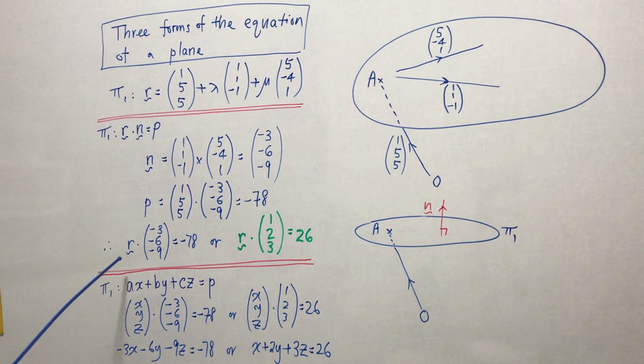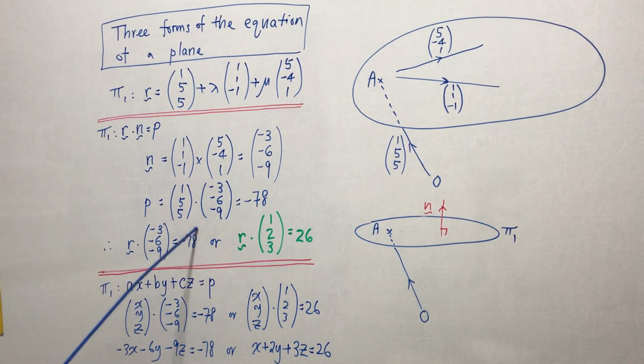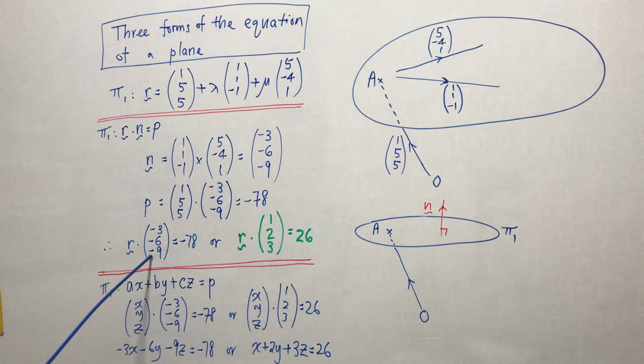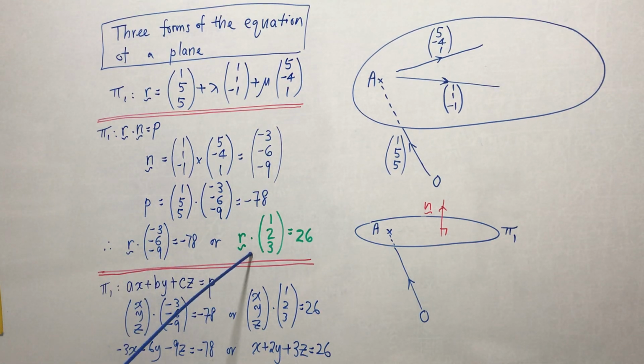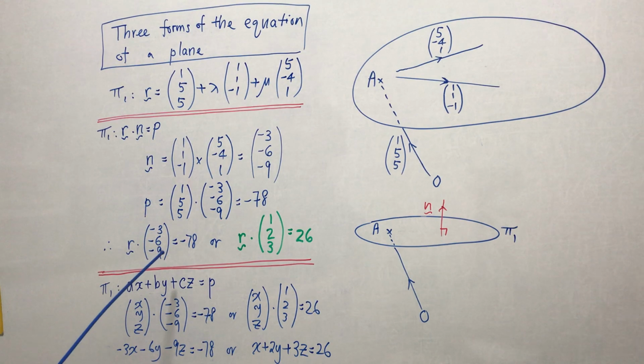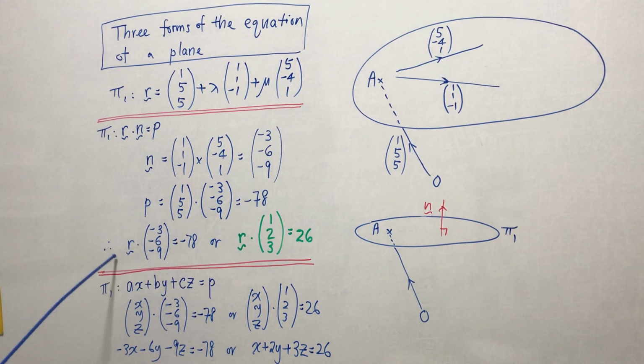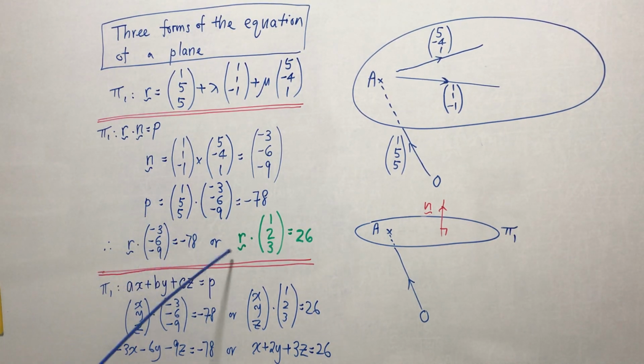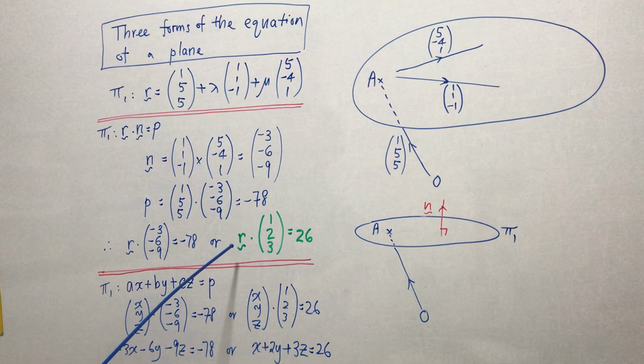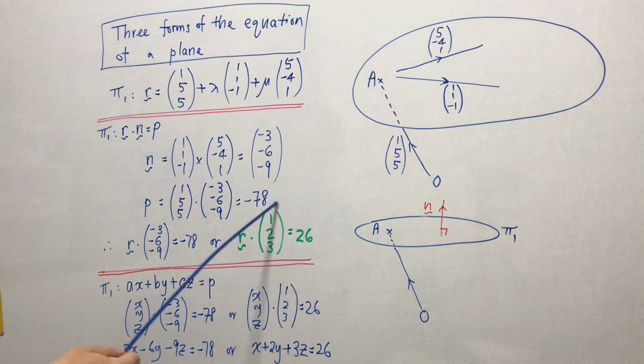You want to notice that in this case, I can change this equation by dividing both sides by -3 to arrive at a more simplified version of r dot (1, 2, 3) equals -26. So you can either give an answer in this manner or in a more reduced form. Both are just as good, but typically people want to reduce it into a simpler form, like the green one.